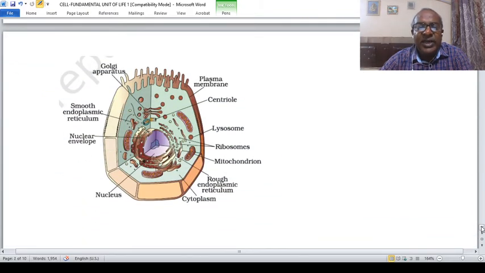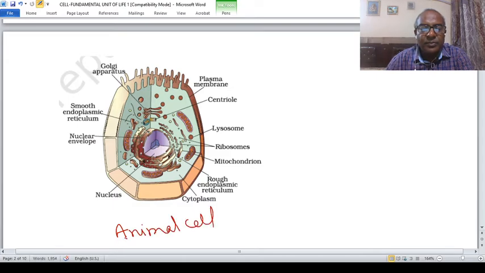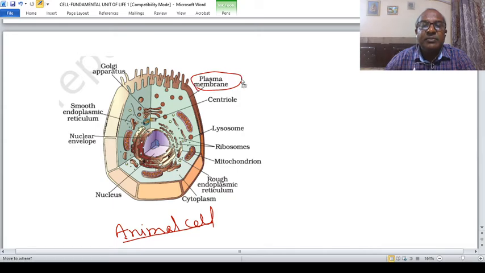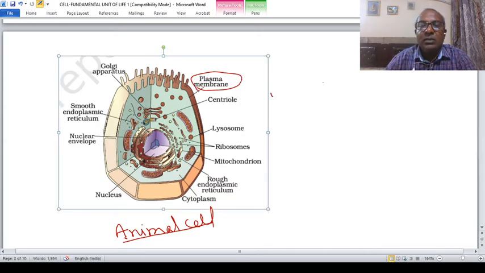Now this is the diagram of a cell. This one is an animal cell. If we take a look at it, the outermost layer is the plasma membrane.